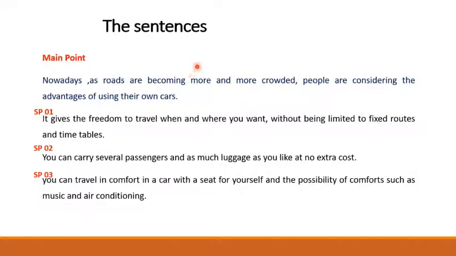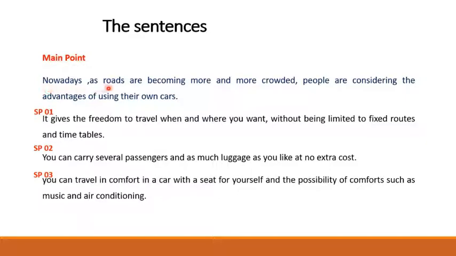Now let's try to develop some sentences. That's going to be easier for you. Let's write some sentences for the main point and the three supportive points. We could write a sentence like this to introduce the main point, advantages of using own cars. You could start your topic sentence this way: Nowadays, as roads are becoming more and more crowded, people are considering the advantages of using their own cars. Can you read this again?